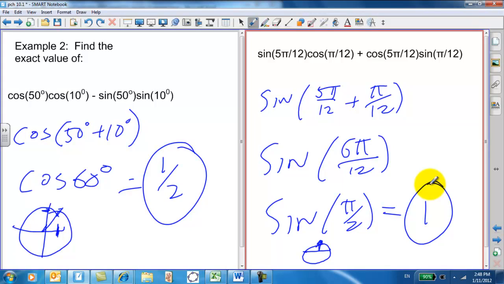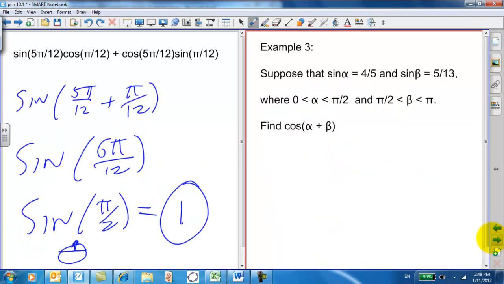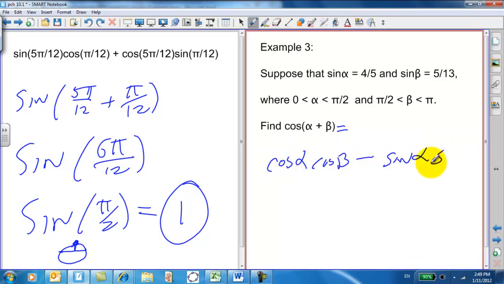All right. Now let's do a slightly more complicated problem. Suppose you know the sine of alpha is 4/5 and the sine of beta is 5/13, where alpha is between 0 and pi over 2 in the first quadrant. Beta is between pi over 2 and pi in the second quadrant. Find the cosine of alpha plus beta. Well, our outline for this is to do the expansion. That is cosine alpha, cosine beta, minus sine alpha, sine beta.